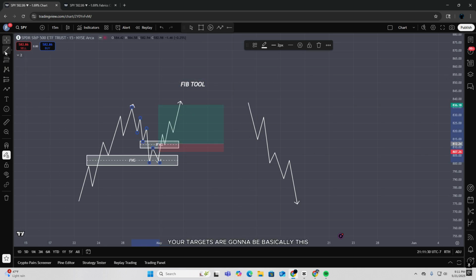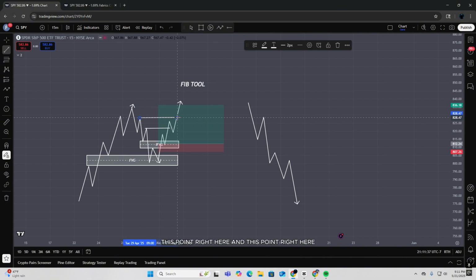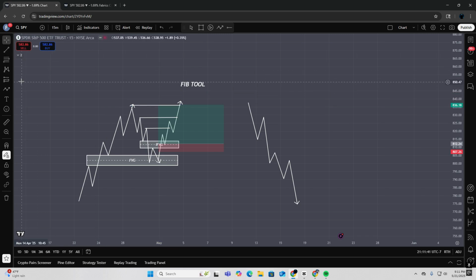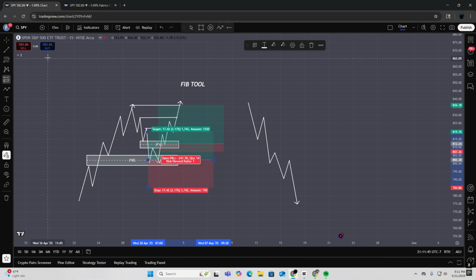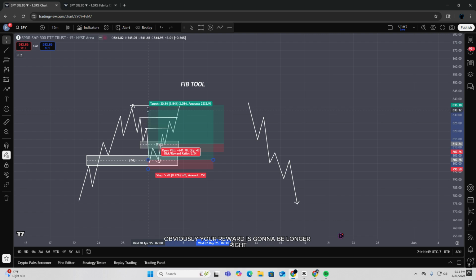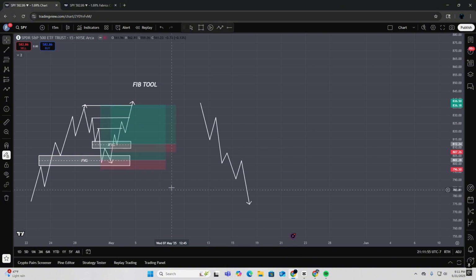And then from here, your targets are going to be this point right here, this point right here, and this point right here. And if you took the trade right here, then obviously your reward is going to be longer. But just in case you want that key confirmation, then that would be it.